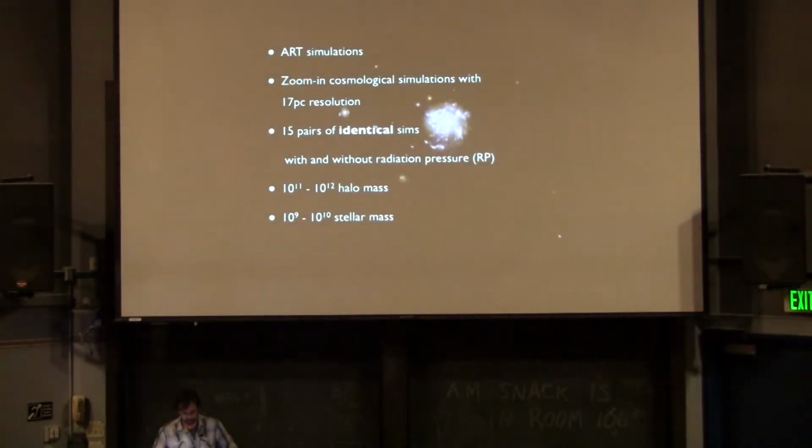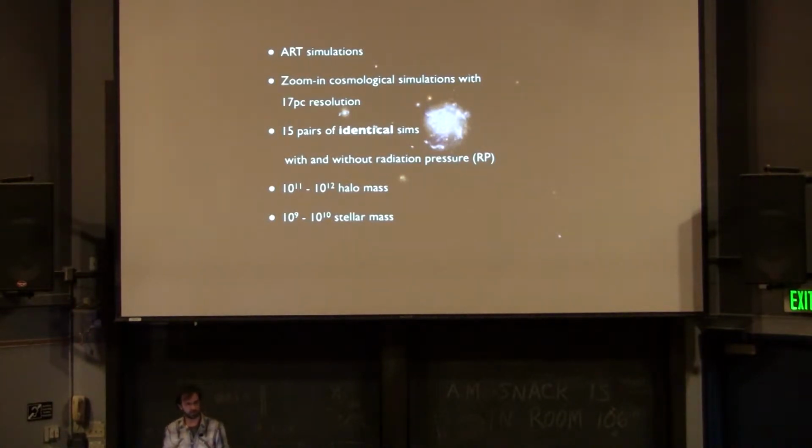All right, so the starting point is a series of simulations by Daniele Severino. He's using the ART code. They're not isolated simulations. They're conducted in a fully cosmological box. They have all the major and the minor mergers that's associated with that. But what's nice is that they have really high resolution, about 17 parsecs. And we also have about 15, at the moment, identical pairs of simulations.